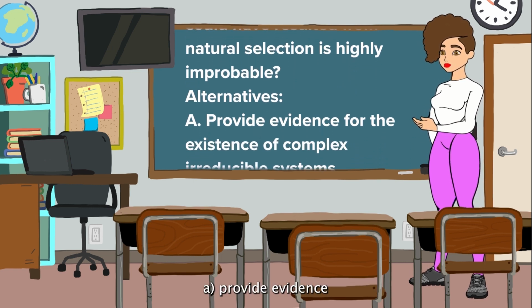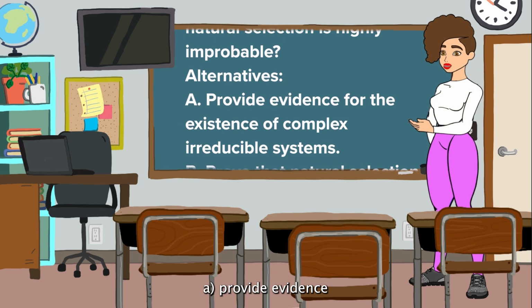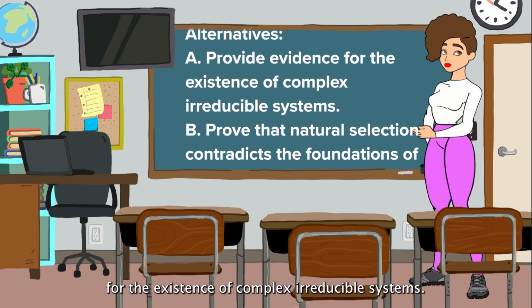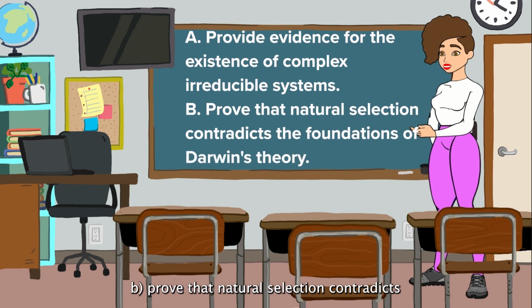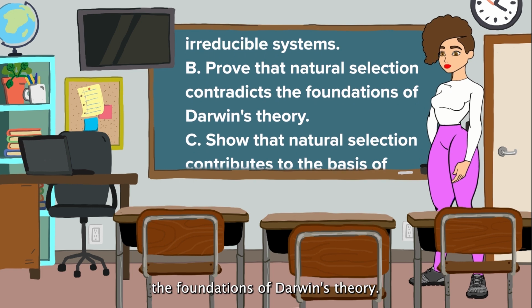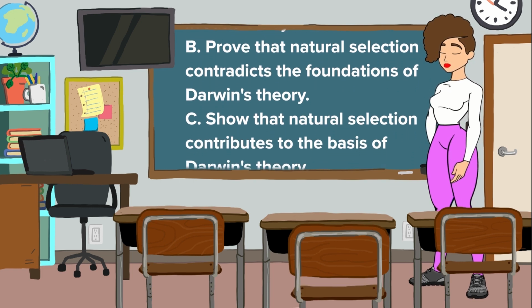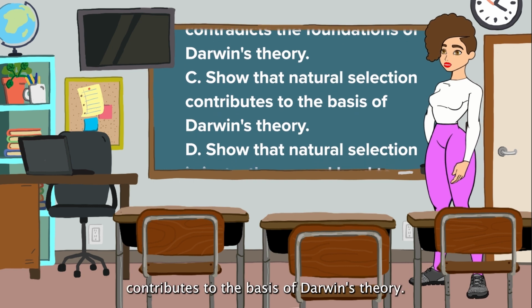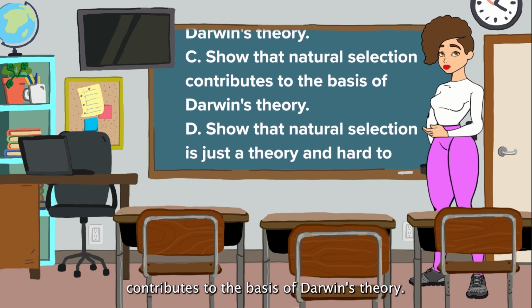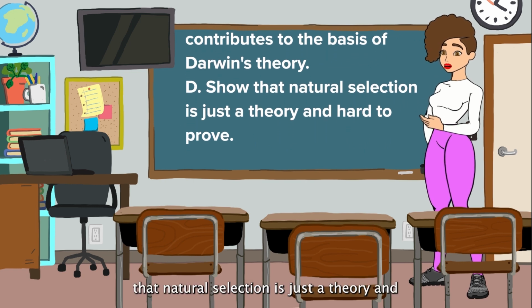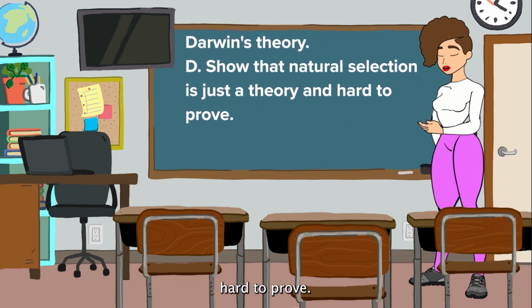Alternatives. A. Provide evidence for the existence of complex irreducible systems. B. Prove that natural selection contradicts the foundations of Darwin's theory. C. Show that natural selection contributes to the basis of Darwin's theory. D. Show that natural selection is just a theory and hard to prove.